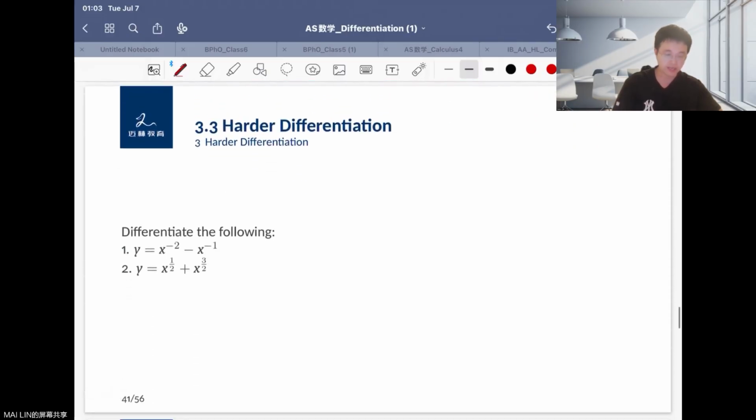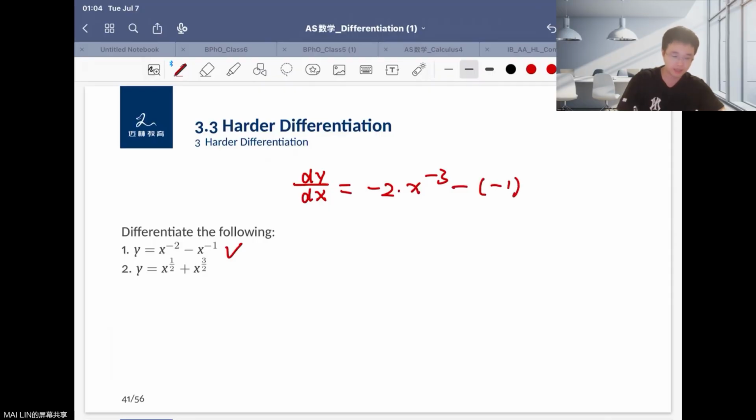So here are some examples of hard differentiation. Let's begin together. For the first problem, x to the power of negative 2 minus x to the power of negative 1. We first put the power in front of it, so dy over dx equals negative 2 times x to the power of negative 3, since negative 2 minus 1 gives x to the power of negative 3. And for minus x to the power of negative 1, we put negative 1 in front, minus negative 1 times x to the power of negative 1 minus 1. So the differentiation is negative 2 times x to the power of negative 3 plus 1 times x to the power of negative 2. That is the first problem.